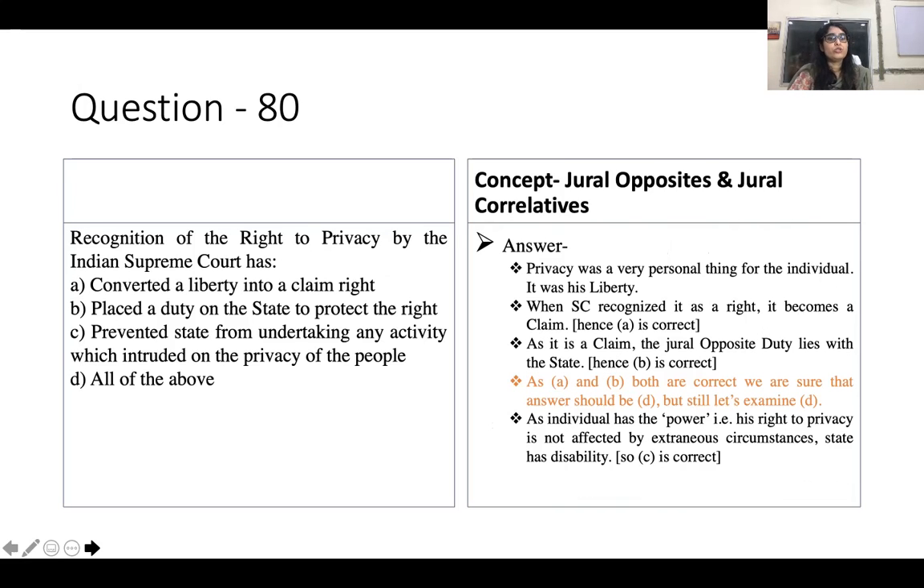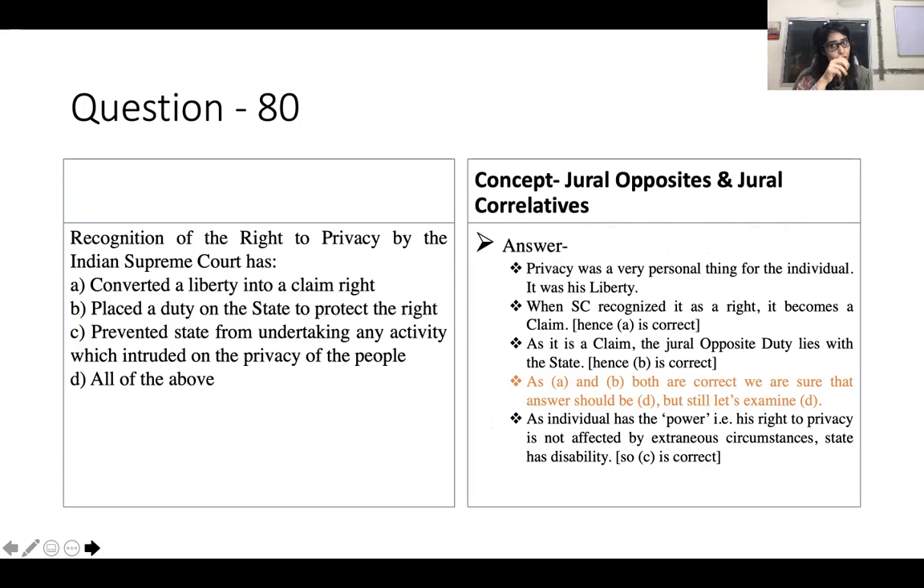So now let's move on to the last question, question number 80. Here, the recognition of the right to privacy by the Indian Supreme Court has A, converted a liberty into a claim right, B, placed a duty on the state to protect the right, C, prevented the state from undertaking any activity which intruded on the privacy of the people, and D, all of the above. Now, the concept used here is jural opposites and jural correlatives. Okay, so now let's see what could be an answer.